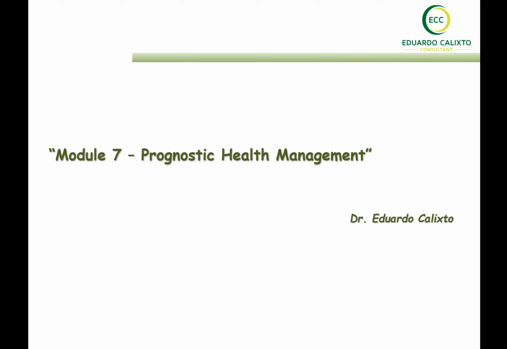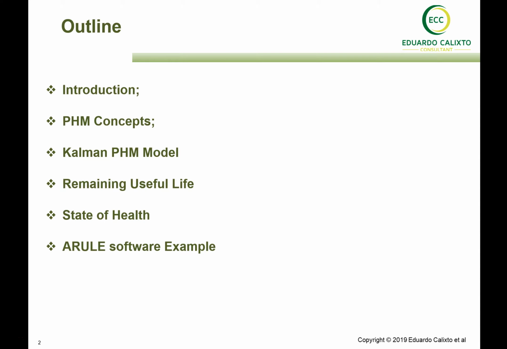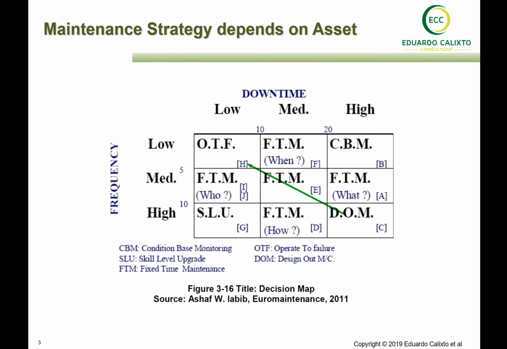Welcome to Module 7, Prognostic Health Management. In this module, we will take a look at the introduction of PHM, the concepts, and the common PHM model that is enabled to predict the remaining useful life based on equipment condition and operational condition, detected by sensors, as well as remaining useful life and state of health. In the end, we'll have an example of our Arule software case study.